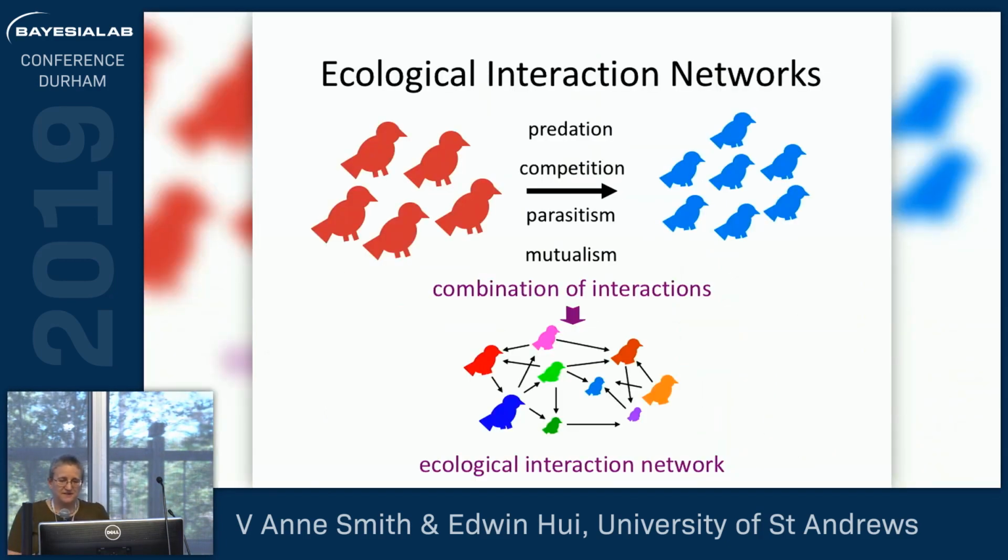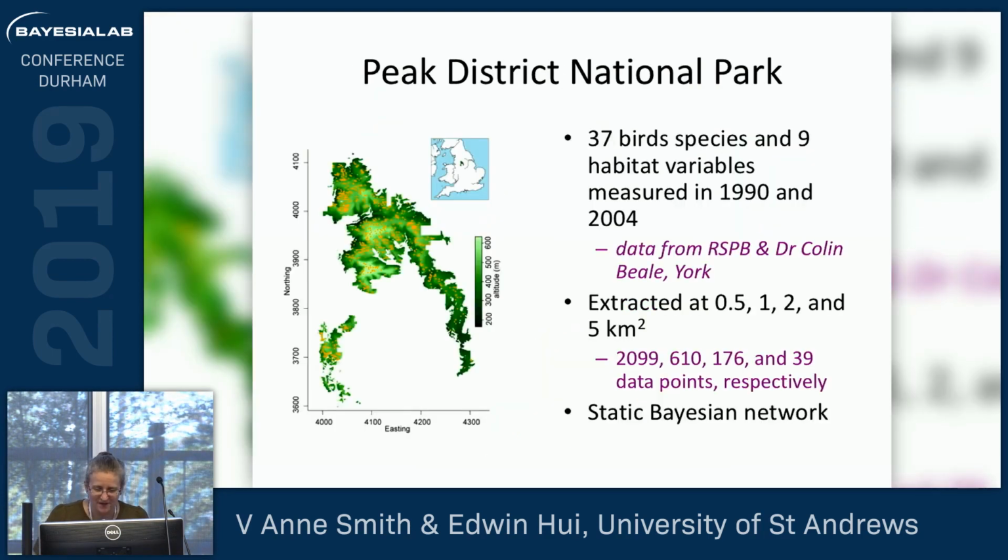And so now onto the ecological networks. The idea here is that we're looking at different species interacting with each other in a whole bunch of different ways. They can eat each other, they can compete for the same resources, they can parasitize each other, they can have mutualistic reactions, and the combination of these interactions is what we're calling our ecological interaction network.